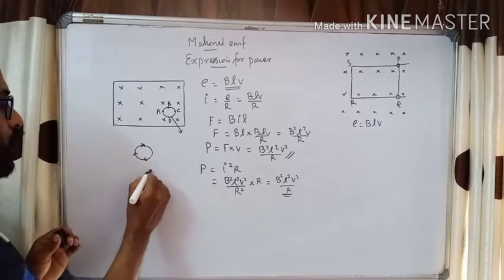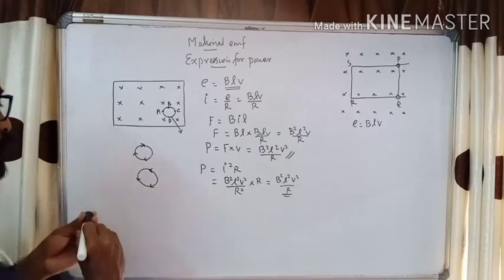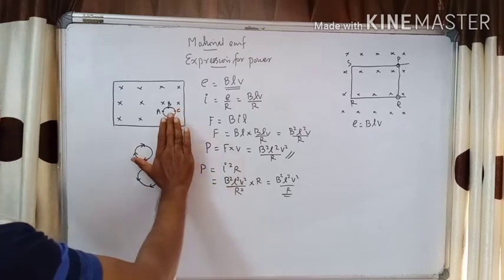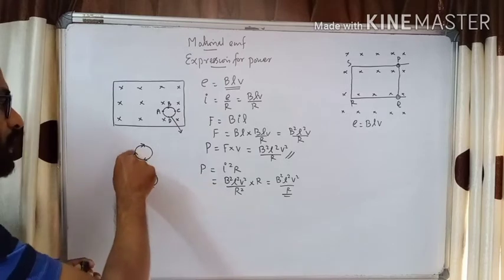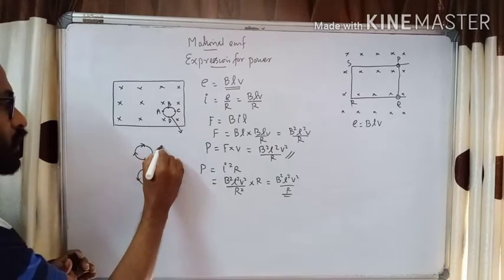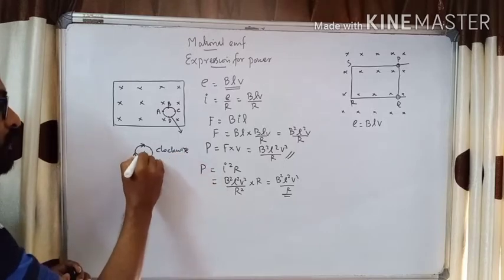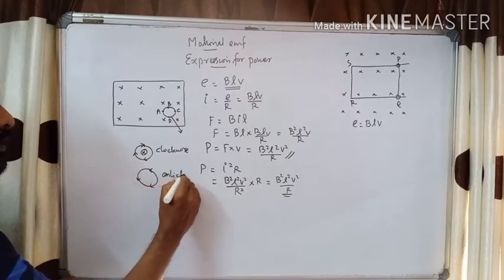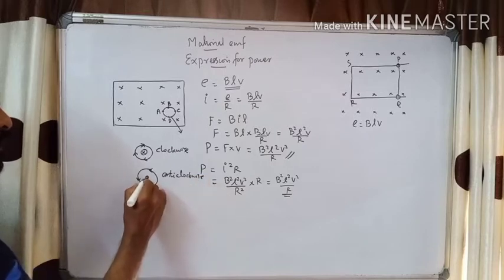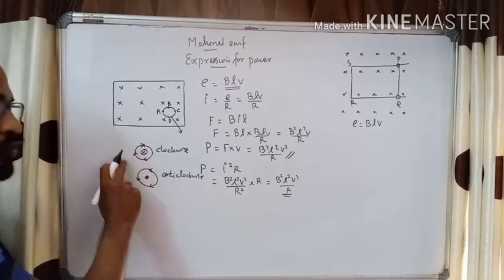Okay, now if it is flowing in anti-clockwise direction, when you place the thumb like this, it will be going outward. So we have two options. If the current is in clockwise direction, the magnetic field is produced inward, and inward we put an into symbol. If it is anti-clockwise, the magnetic field is produced outward, and outward we put a dot symbol. So these are two options.